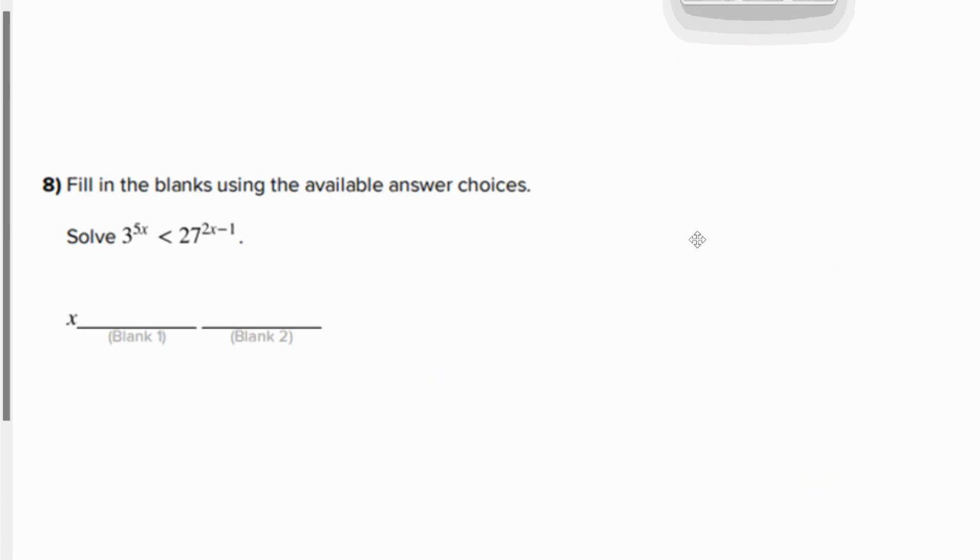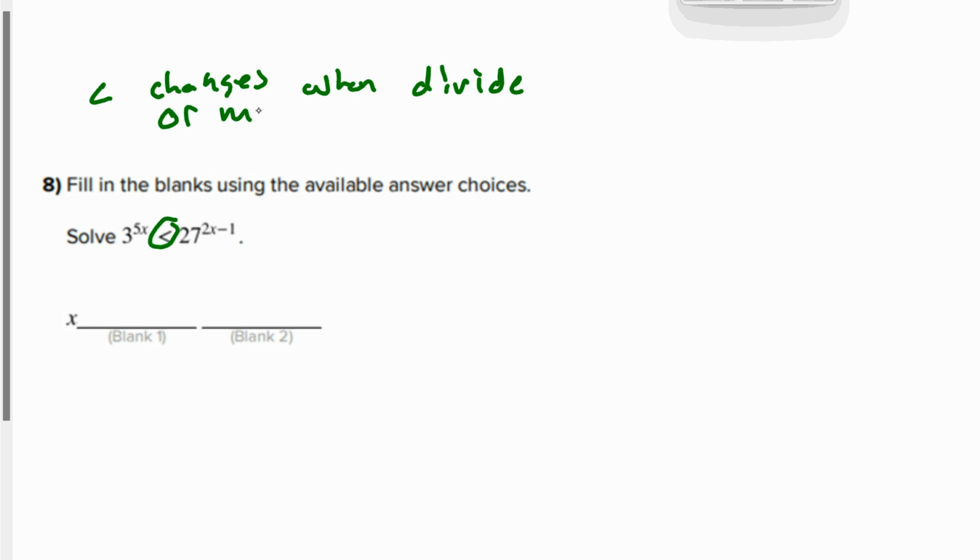Okay, on number 8, we want to solve this one. It's very similar to number 5, except we have this inequality. The only time the inequality changes is when we divide or multiply by a negative. So any inequality, even if it's or equal to, also changes when we divide or multiply by a negative.